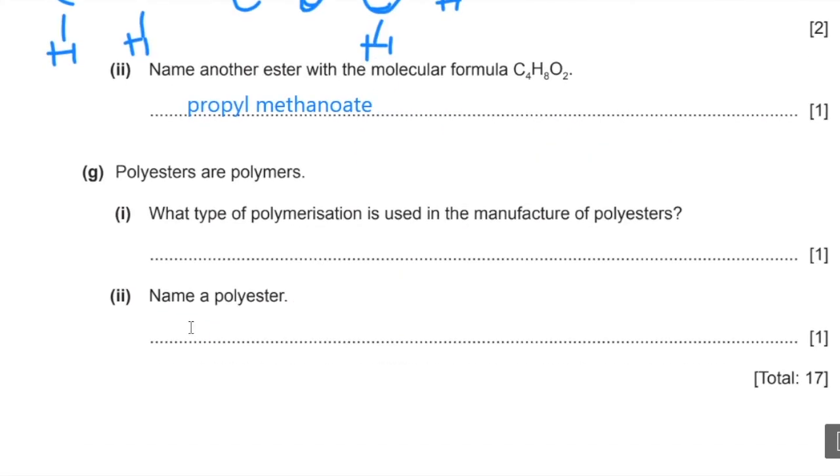G. Polyesters are polymers. 1. What type of polymerization is used in the manufacture of polyesters? This is condensation polymerization, since a water molecule forms as a byproduct. 2. Name a polyester. So the polyester in our syllabus is terylene.